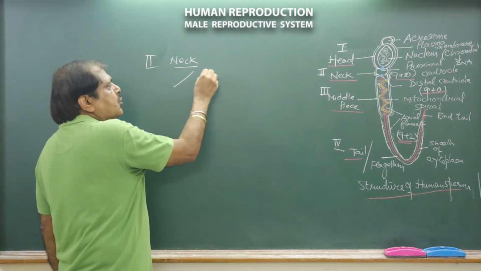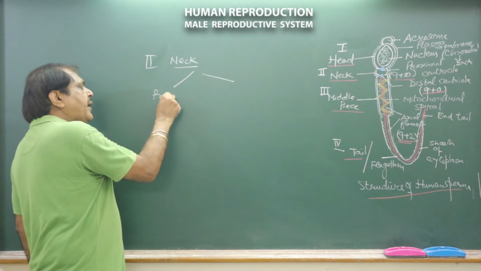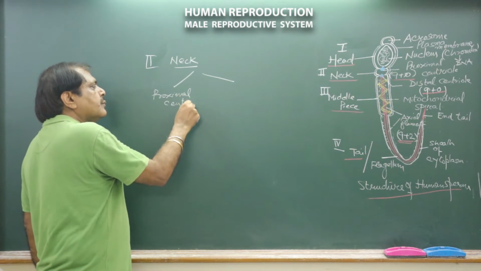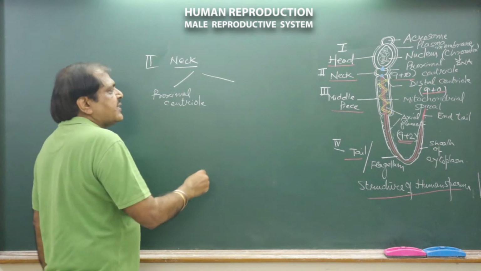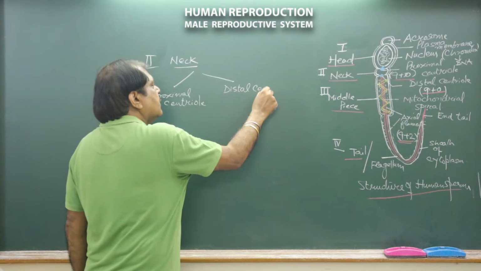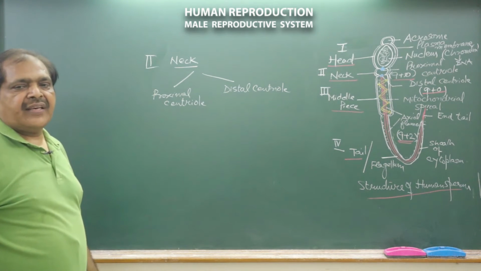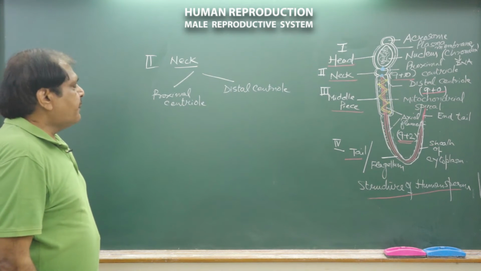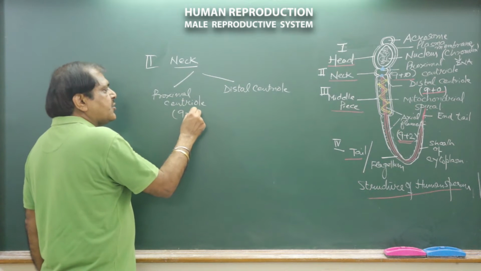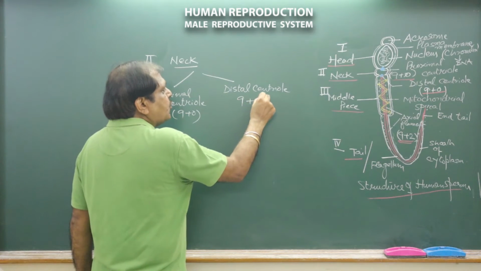The neck contains two centrioles. One is called the proximal centriole. The second is the distal centriole. Distal means away. Both the centrioles, proximal and distal, have a 9+0 pattern of microtubules.